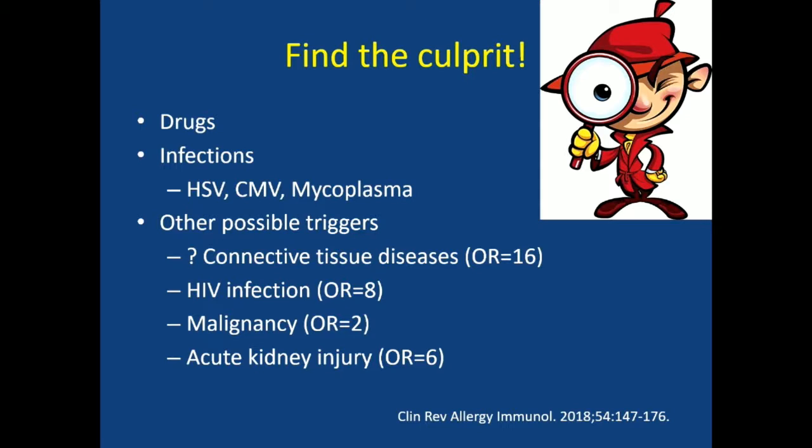Any patient who has an associated connective tissue disease, especially SLE, has increased odds of developing SJS-TEN. Underlying HIV infection, especially for nevirapine-associated SJS, is quite common, and HIV itself predisposes such patients to develop SJS. The odds ratio is 8. Underlying malignancy, and acute kidney injury, because they will not be able to clear the drug metabolites.